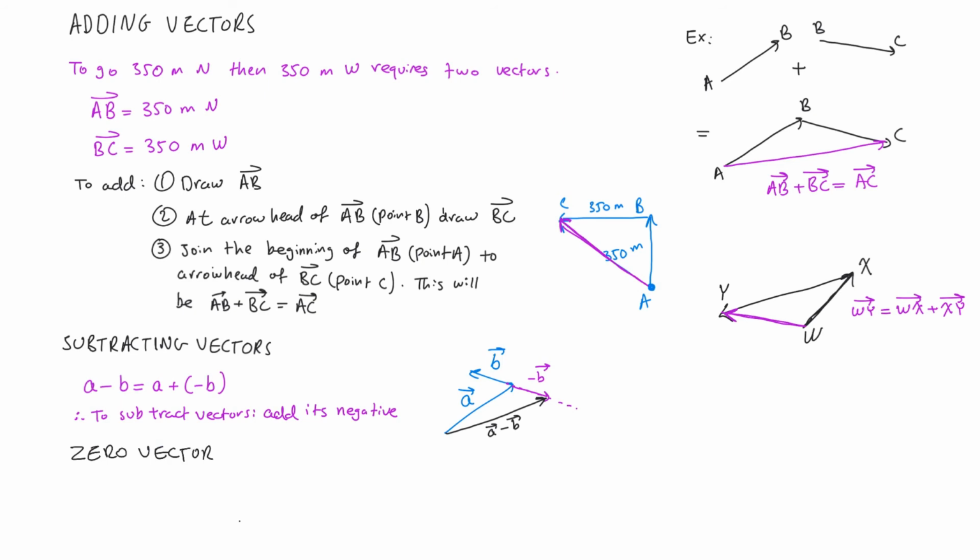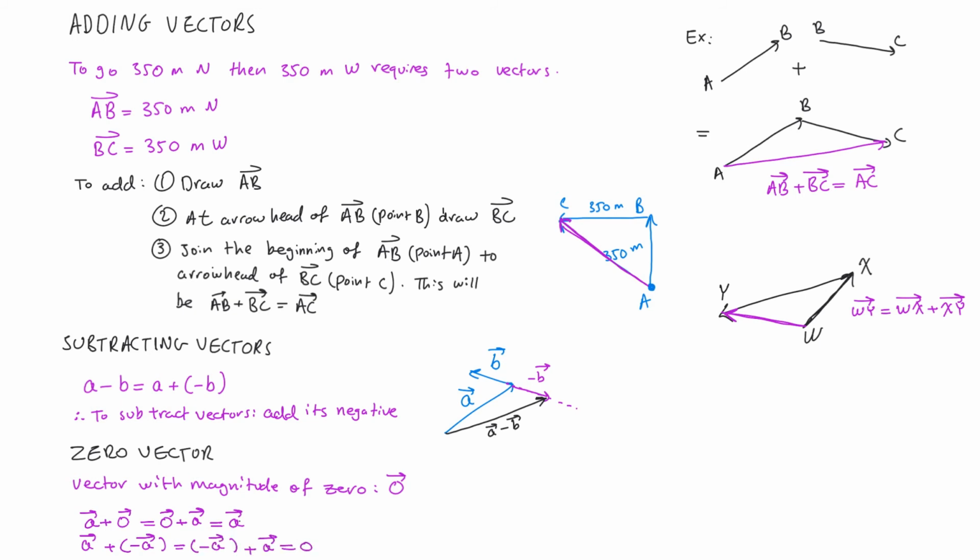Now, zero vectors are vectors with a magnitude of 0. To represent a zero vector, we put a 0 with an arrow on top of it. So if we add any vector to 0, we get itself. So vector A plus vector 0 is equal to vector A. And if we subtract a vector from itself, we get 0. So for example, vector A plus negative A would equal vector 0.